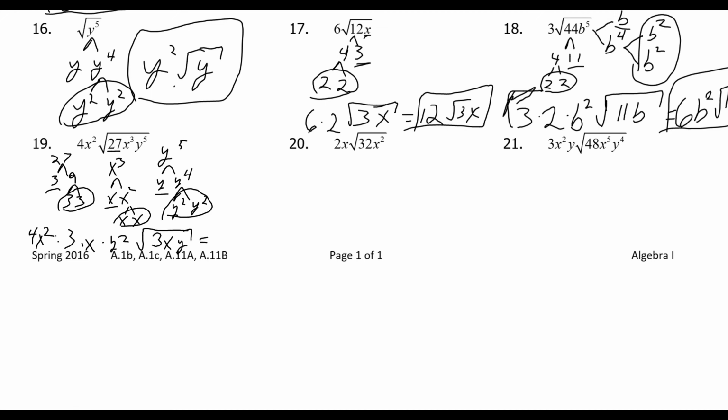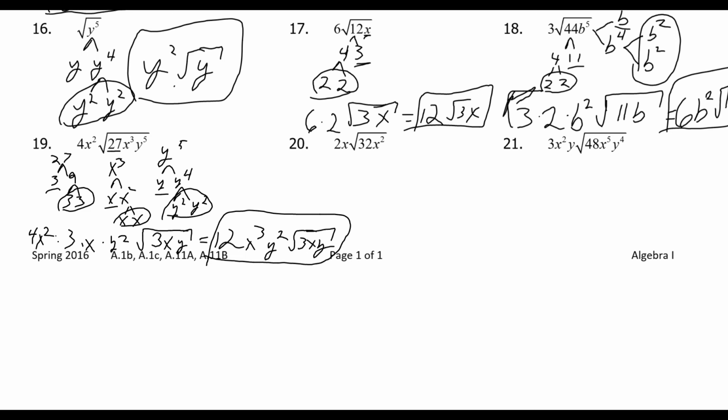Okay, now 4 times 3 is 12. X squared times x is x cubed. And we just got a y squared. So that's 3xy. And there's my answer.